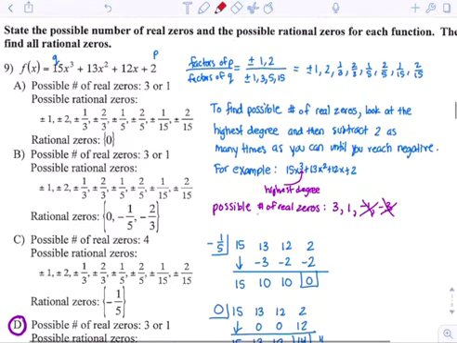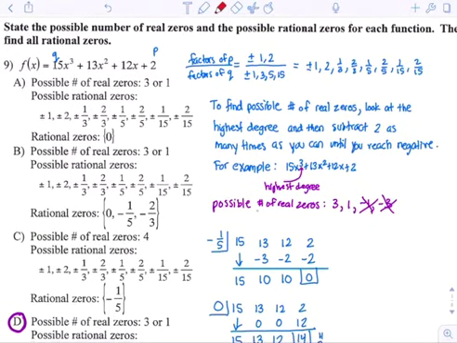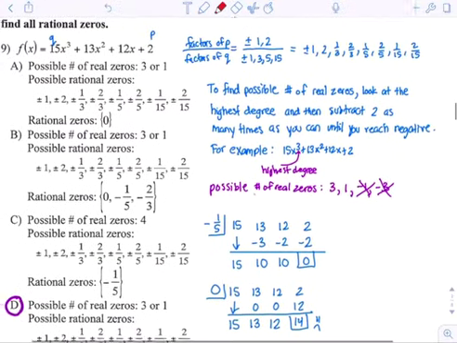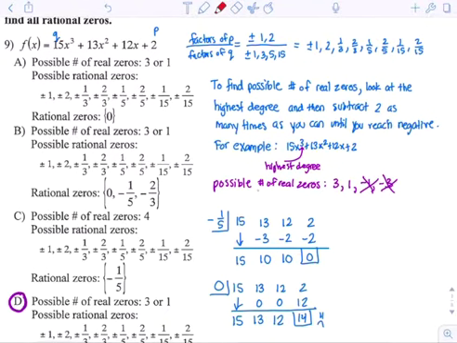So that's how you do it, but if you just look at your options, they kind of give us that information. Now, to find your number of real zeros, and all of them say that, possible number of real zeros, all you have to do is take the highest degree and then subtract 2 as many times as you can until you reach negative.